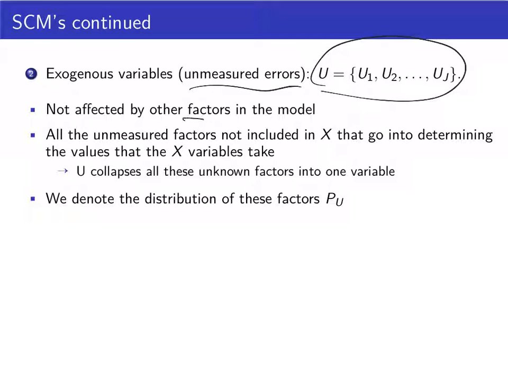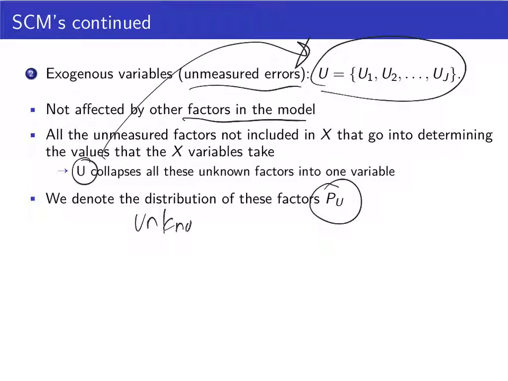We'll typically assume they're not affected. They're just the residual errors. They're not affected by other things in the model. Sometimes we'll just use U to represent them all, right? We'll just say U is this collection of unmeasured things that affect each of the variables. And we'll represent the distribution of these factors, which is almost always unknown, by PU. We don't know they're normal. We don't typically know what they are. And for many things we don't need to know.